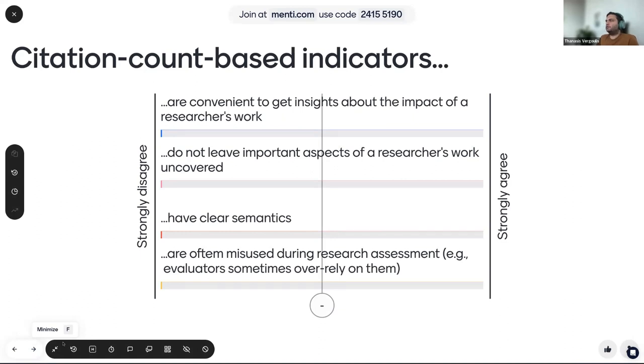So then I have some questions. We mentioned that one very common content of these profiles is a group of citation count based indicators. So I have a couple of questions that I would like to see. How much do you agree with these statements, and how much do you disagree?